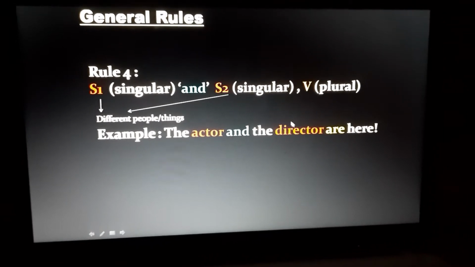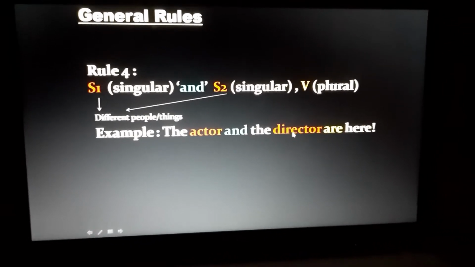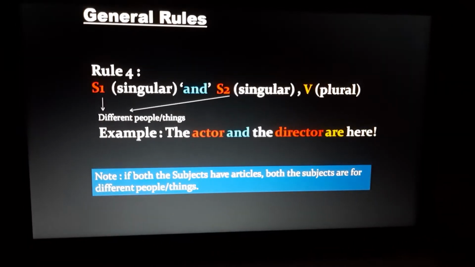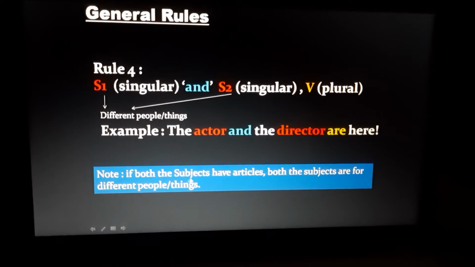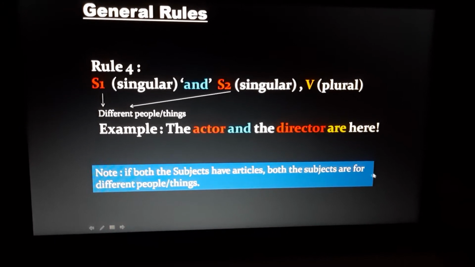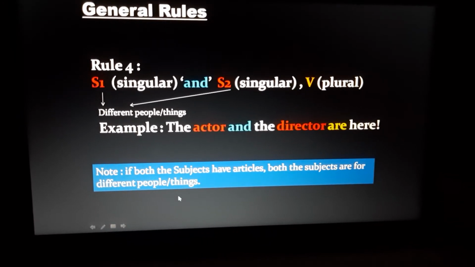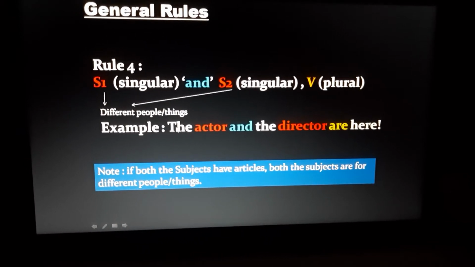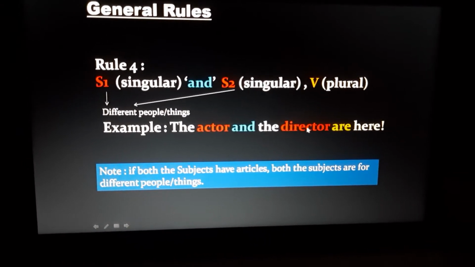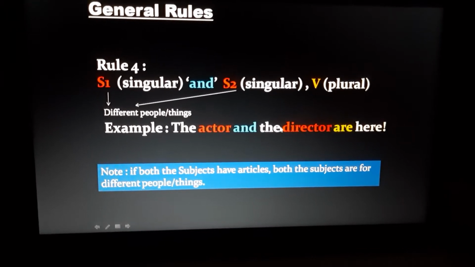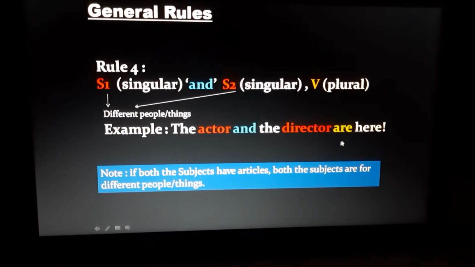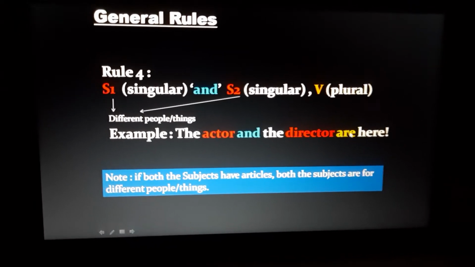Here actor and director are two different people. How will we come to know that they are two different people? There is this very important note. If both the subjects have articles, both the subjects are different people or things. Here subject 1 has its article the, subject 2 also has its own article the. Because there are two articles, that means we are talking about two different people. So here the verb will be plural.